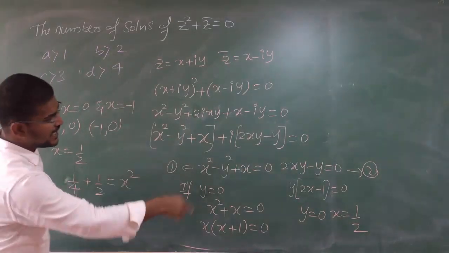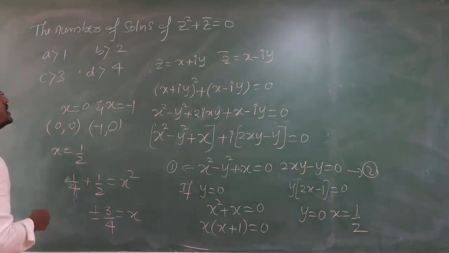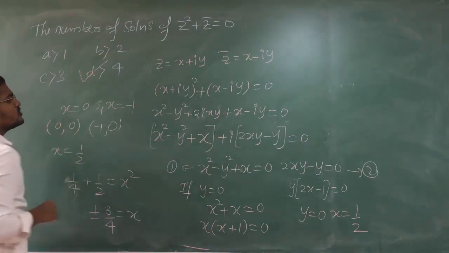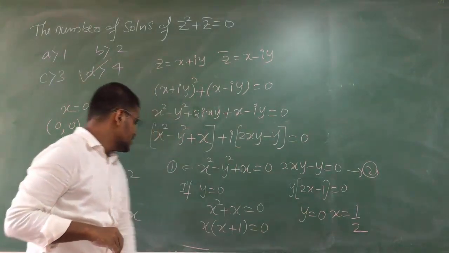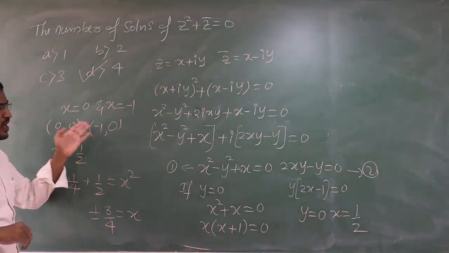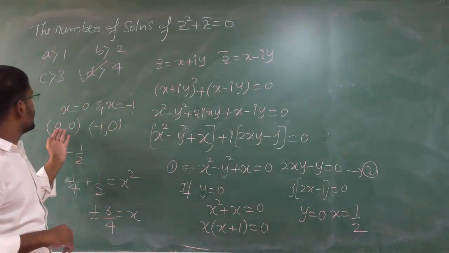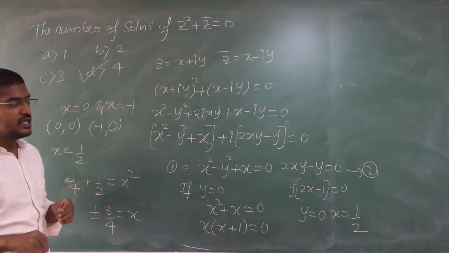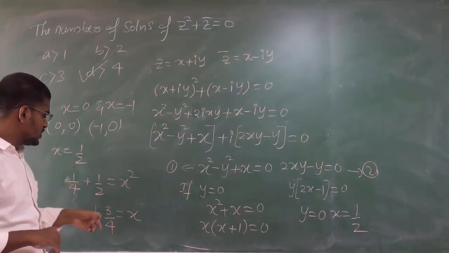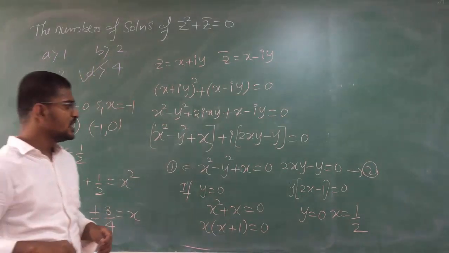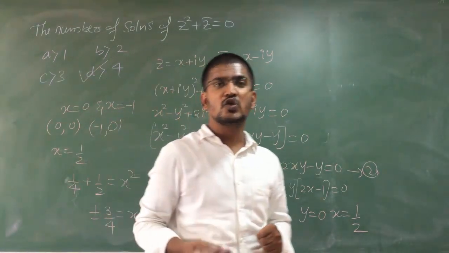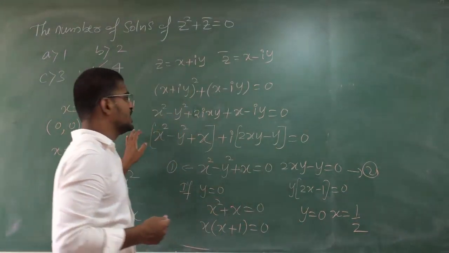So if you calculate, how many solutions do you have? Here you have 4 solutions. Clear? 0 comma 1 by 2. Here, whenever x is 0, y is 0. Whenever x is minus 1, y is 0. Therefore x equal to 1 by 2, you have plus or minus 3 by 4. So totally you have 4 solutions for this particular problem.